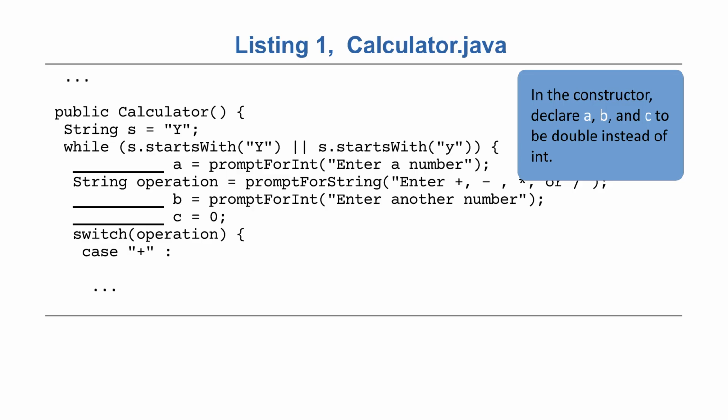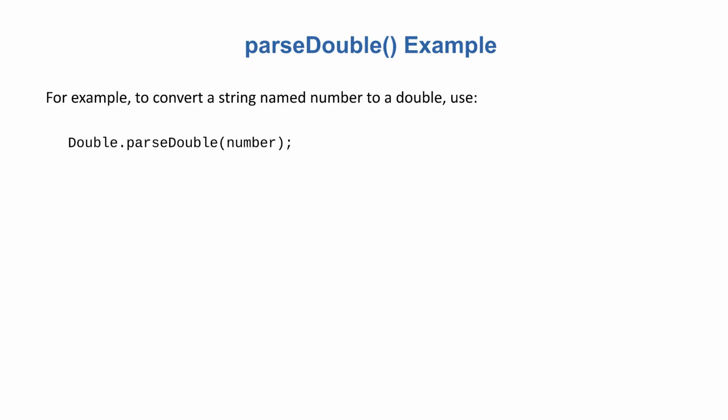Try to multiply 2.5 and 2. What happened? It should have printed 2.5 is not a valid number. Try again. Your code uses the prompt for int method. Prompt for int was written to allow only integer numbers. You should create a different method to prompt for double. To convert a string to double, use double's parse double method. For example, to convert a string named number to a double, use double parse double number.